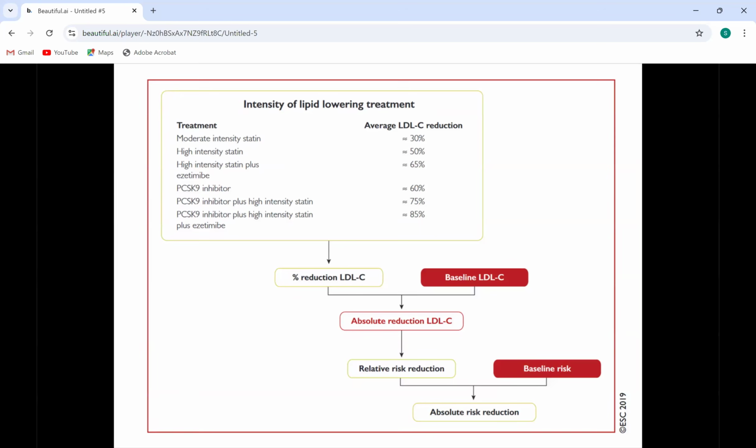So this is something you can have an idea about. Basically, intensity of lipid lowering treatment. If it's a moderate intensity statin, it will only reduce by 30%, like I said earlier. High intensity statin would be 50%. So let's say, for example, you started a patient on high intensity statin who's probably high risk. Your target should be 70 and you have not achieved it. Then you can basically add Ezetimibe, which will bring down by 65%.